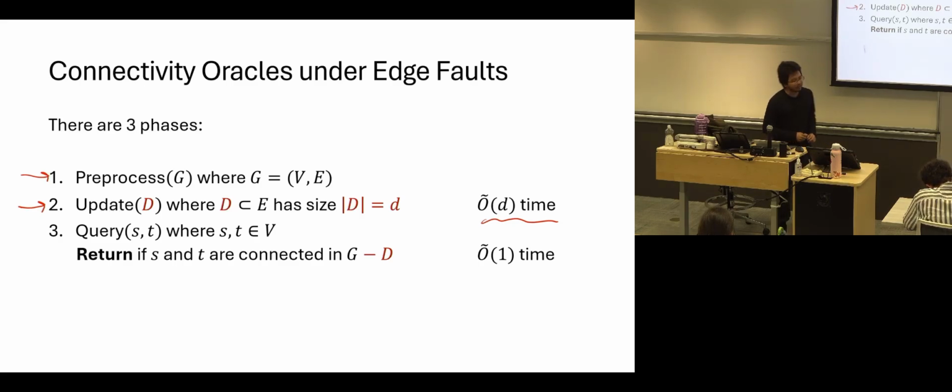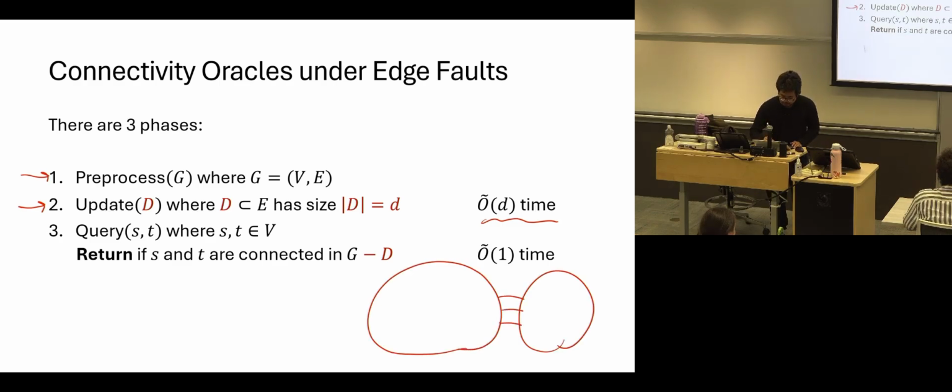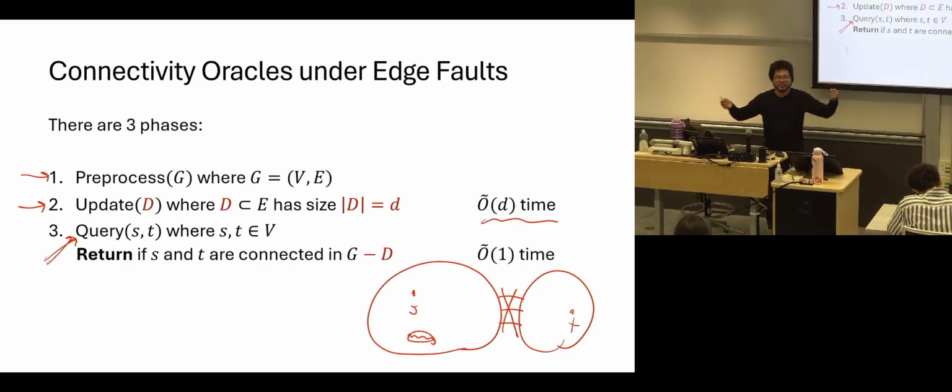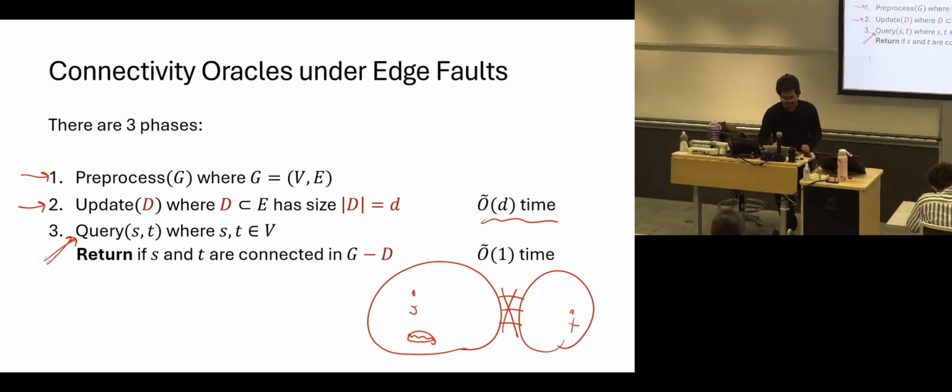Right. So for example, in the beginning, the graph looks like this. This is S, this is T. If I delete just one edge here, then this query would just return yes. But if I delete these 3 edges here, then at the query stage, you would return no. So it's a natural problem where you think you have a map and then some earthquake happens, the roads get broken, and you still want to know if S can still reach T.